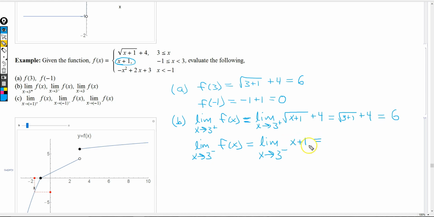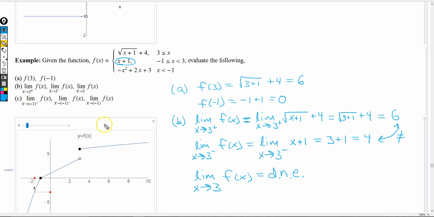Now, since this is a nice well-behaved function, I can basically just plug the 3 in for that x, and I get back 4. Alright. Then the full limit of f of x, well, that's going to DNE, because my left and right hand limits, while they exist, are not equal to each other. So the full limit cannot exist.